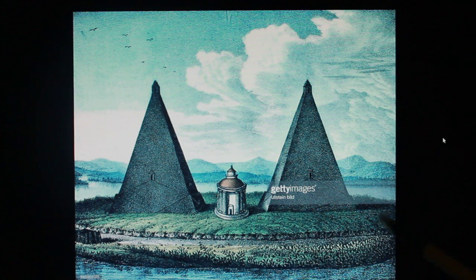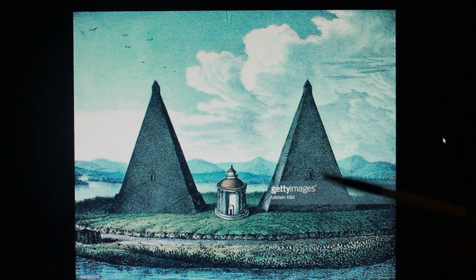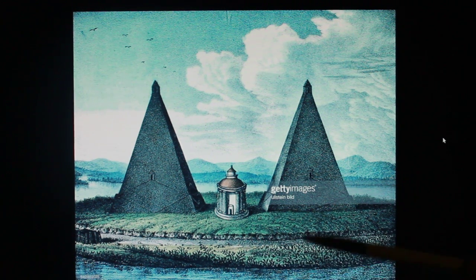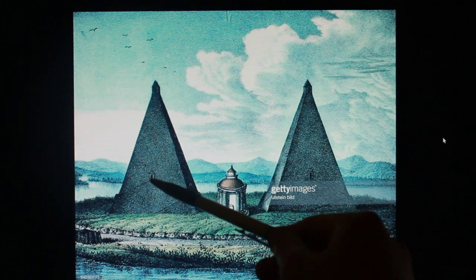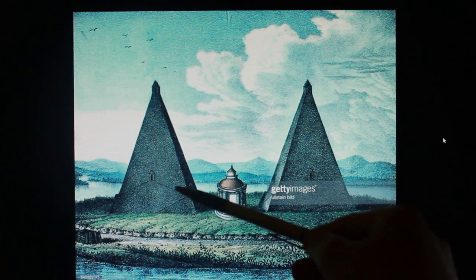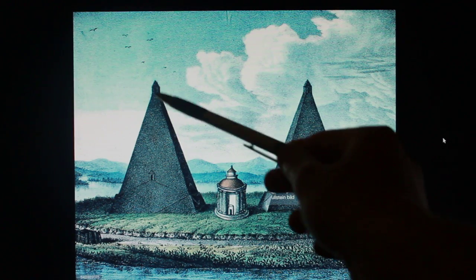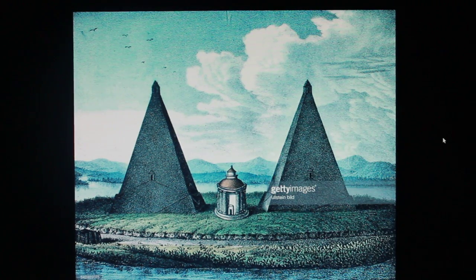In fact, there's also an early map of Egypt which shows these on an island in the middle of Lake Moeris. And look at that, they're even based on Giza. They've got steps going up here, they've got entrances halfway, and two little things on top for some reason, not sure why.